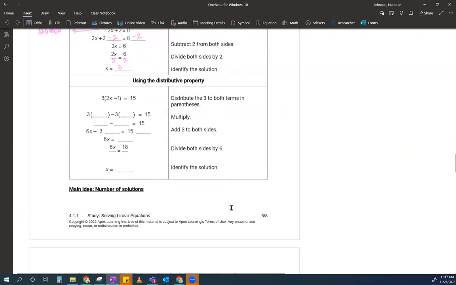Okay. This is another problem. And I'm always going to tell you to simplify both sides of the equation before you start SADMAPing. Okay. So here I am going to distribute first. So here goes 2x and here goes 1. Ms. Johnson, isn't that a negative 1? But they put a minus here. So I'm going to keep this as a positive, right? So here I get 6x minus 3.